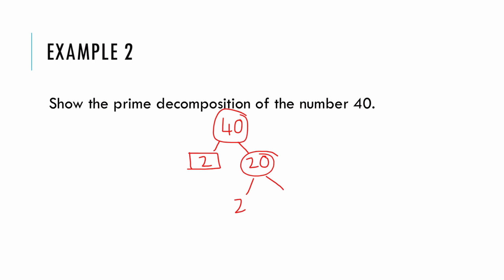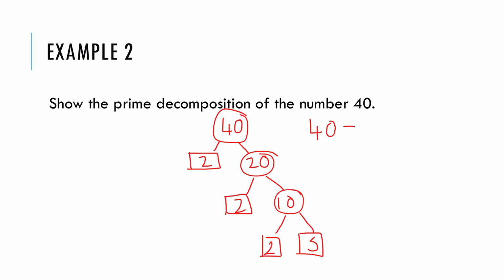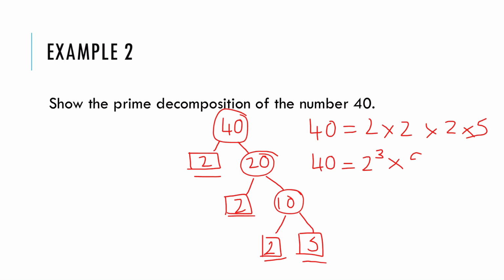I have 2 and 10. Again, 2 is a prime number. 10 is not, so I'm going to keep going. And I have 2 and 5, both of which are in fact prime numbers. So I can write 40 equals 2 times 2 times 2 times 5, and I can simplify that further to being 2 to the power of 3 multiplied by 5.